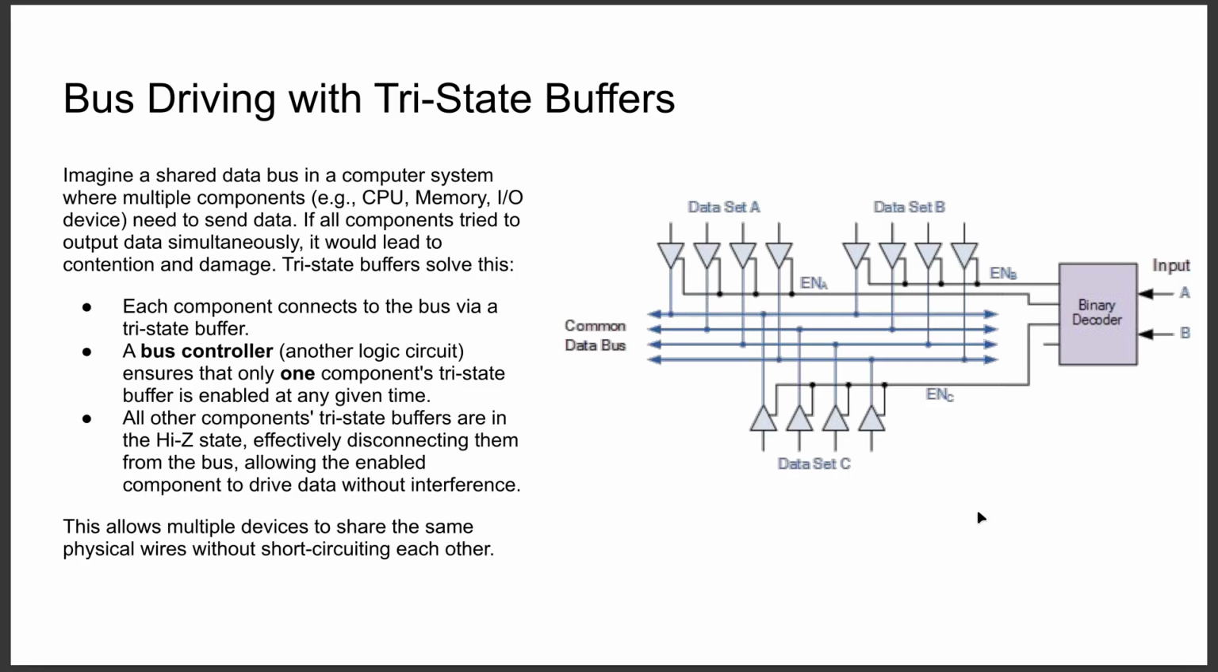So this is kind of the typical application. If I want to send 3 sets of data, one at a time, I will just use tri-state buffers to disable the other data and send only the enabled data along the bus.